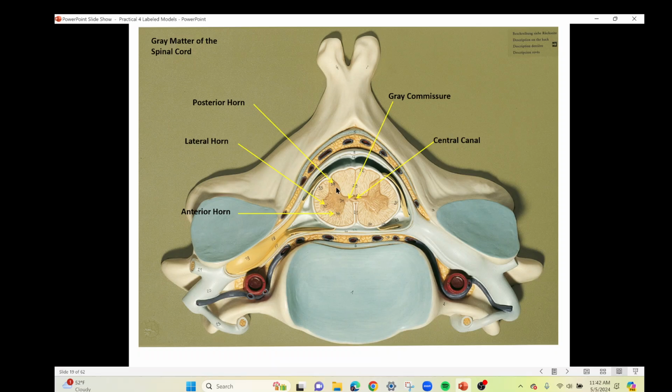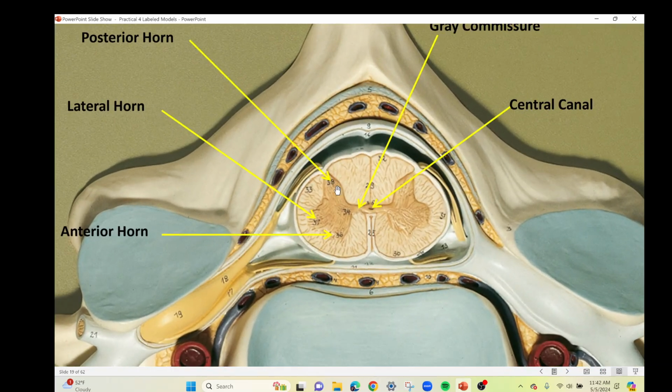There are three horns that I'd like you to know. Make it a little bit bigger for you. Back here, this is the posterior horn. This is where sensory information enters the spinal cord. In the front, this is known as the anterior horn here. This is where motor information is going to leave the spinal cord. And then over here, this is the lateral horn. This is where motor information is also going to leave the spinal cord.